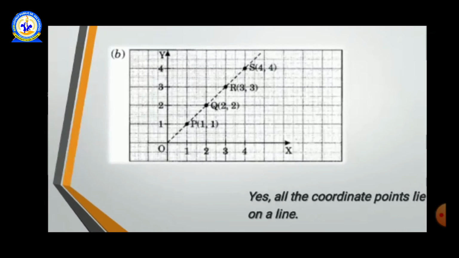Next, with the B part, they have given points P, Q, R, S. The first point is P, coordinates are 1, 1. Q coordinates are 2, 2, R coordinates are 3, 3, and S coordinates are 4, 4. So first we take 1 from the x-axis and 1 from the y-axis. When we plot all the points, if they form a line, yes, all the coordinate points lie on a single line. It will make a diagonal. So yes, all the coordinate points lie on a single line.